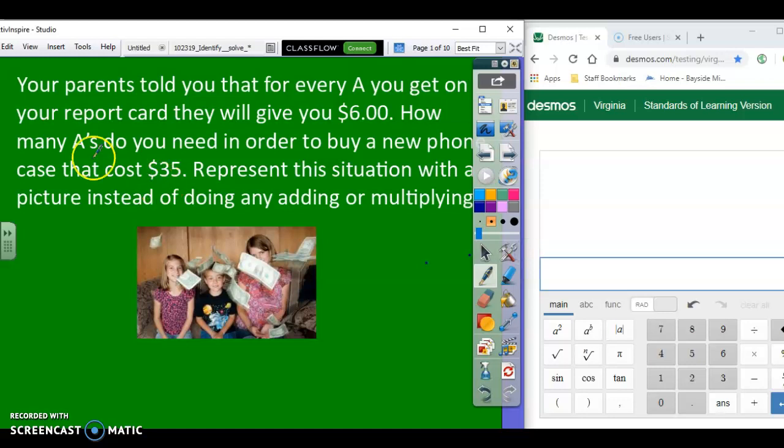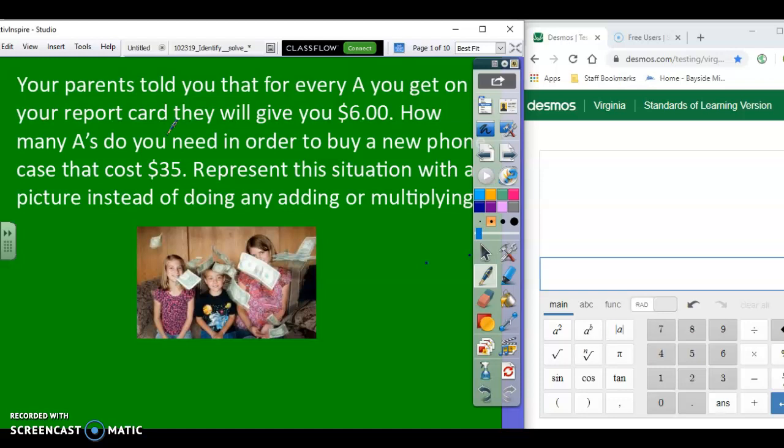All right, so let's look at this first one. It says, your parents told you that for every A you get on your report card, they will give you $6. How many A's do you need in order to buy a new phone case that costs $35? Represent this situation with a picture instead of doing any adding or multiplying. So I want you to hit pause on the video and go ahead and answer your warm-up in your notebook. So press pause. When you're done, press play.